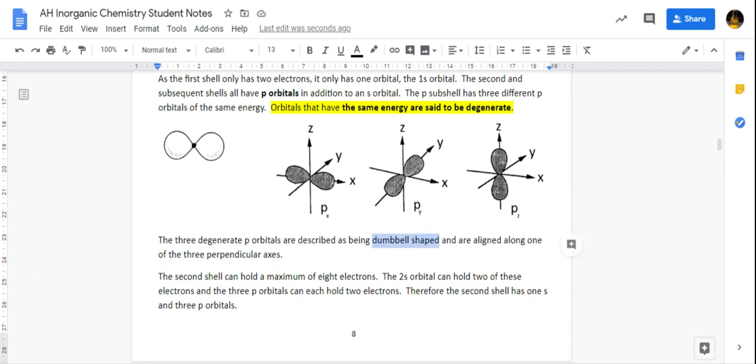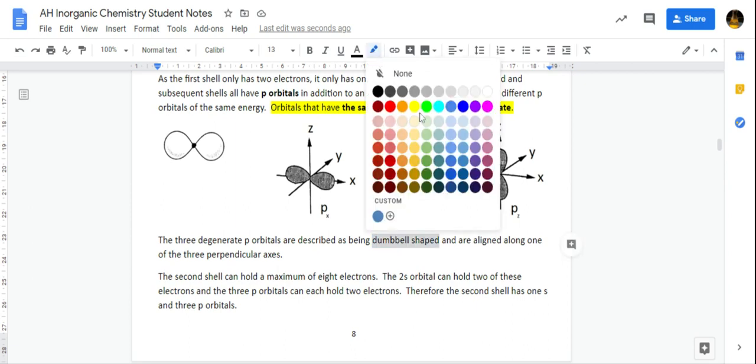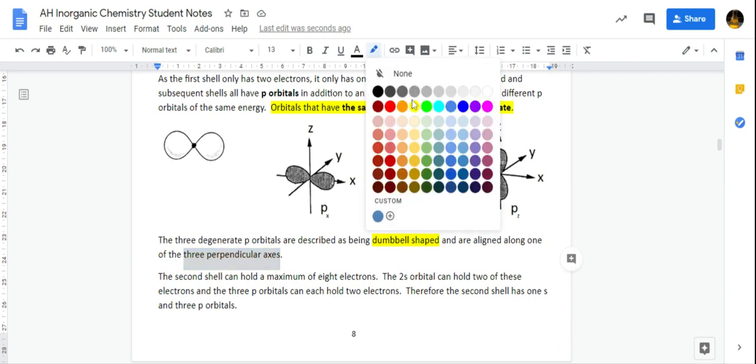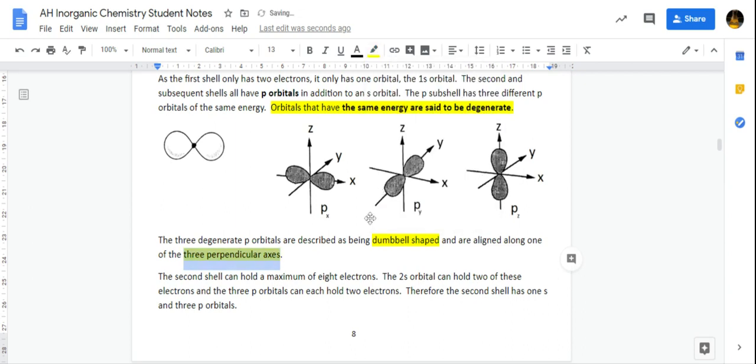So the key points there: the shape of the p orbital, you can be asked to draw the shape of a p orbital. And then, like I said, the only difference between them is they lie along perpendicular axes. Everything else is the same.